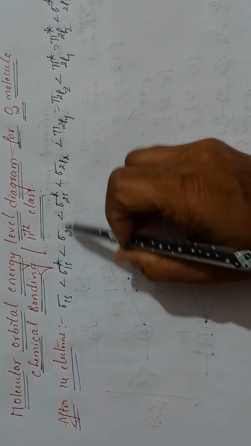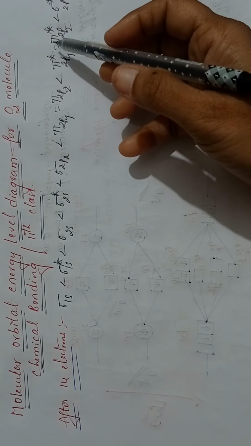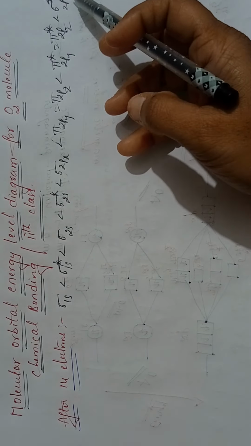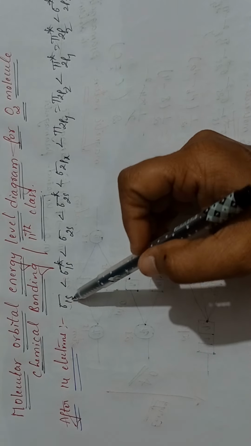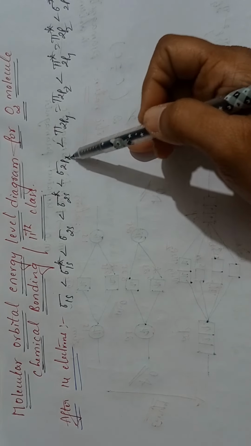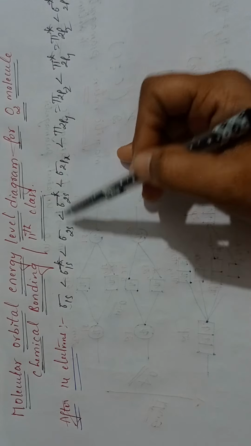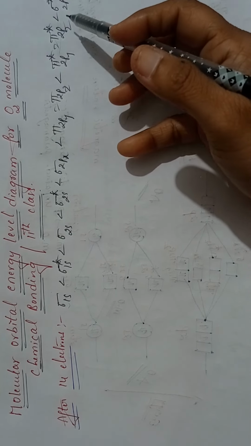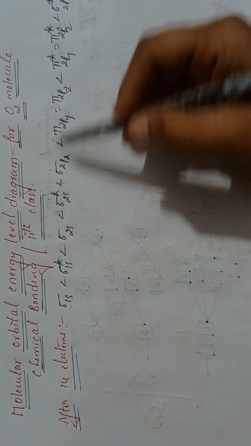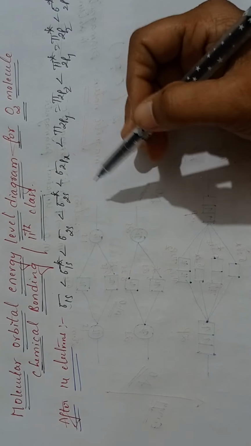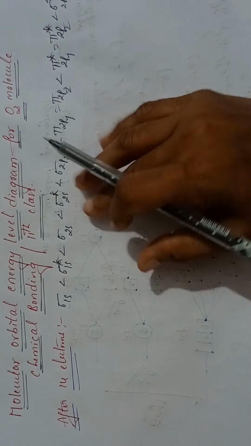These stars, all are anti-bonding molecular orbitals. And those without stars, sigma 1s, sigma 2s, sigma 2px without stars, all are bonding molecular orbitals.